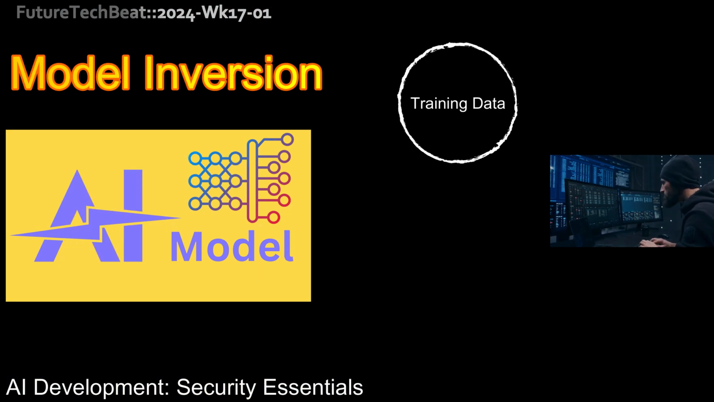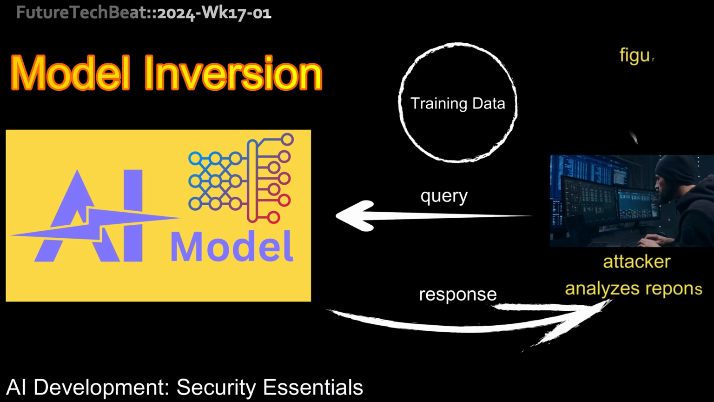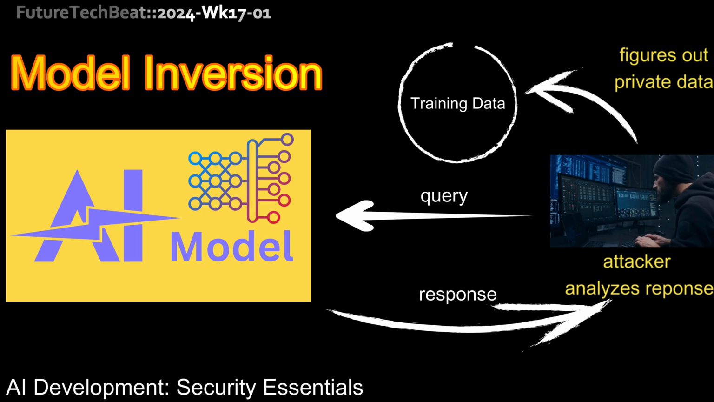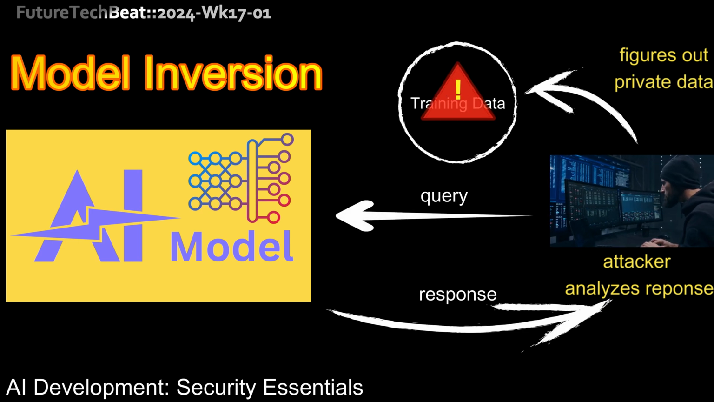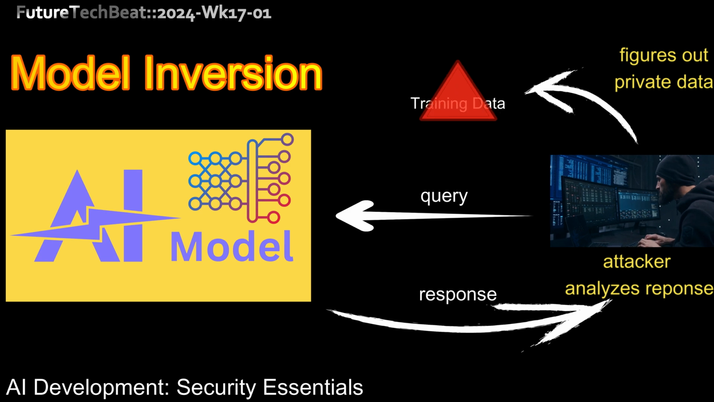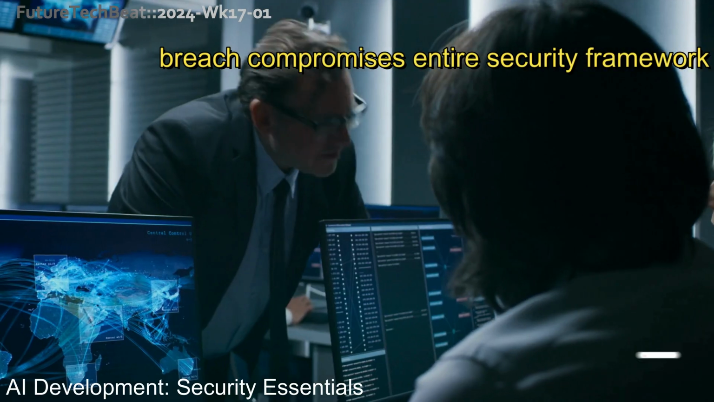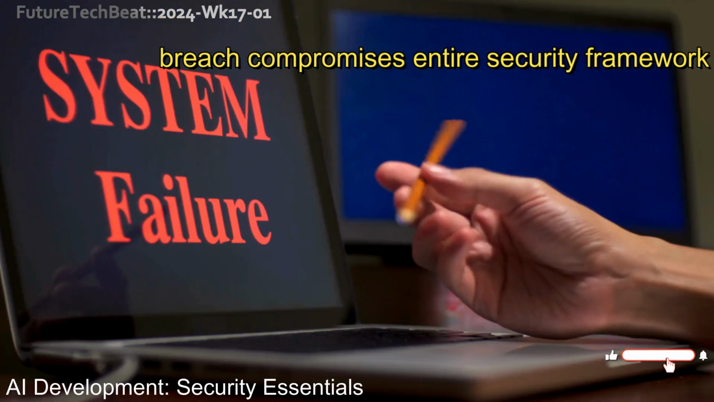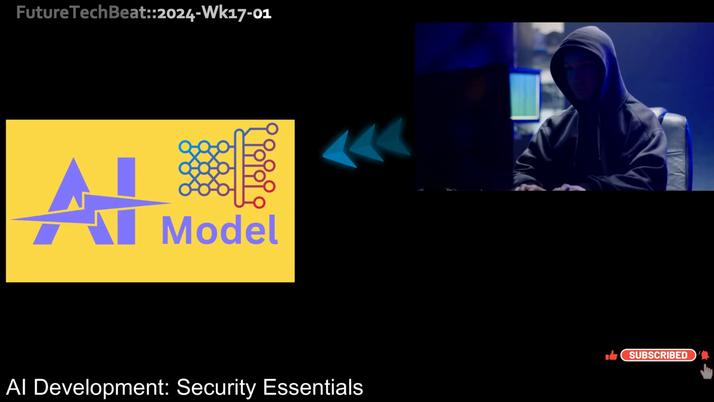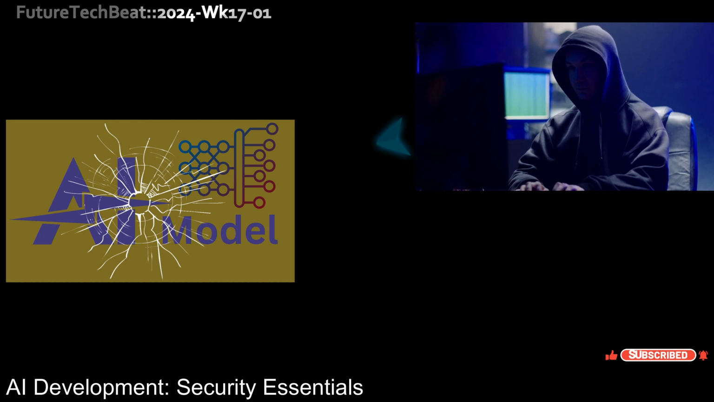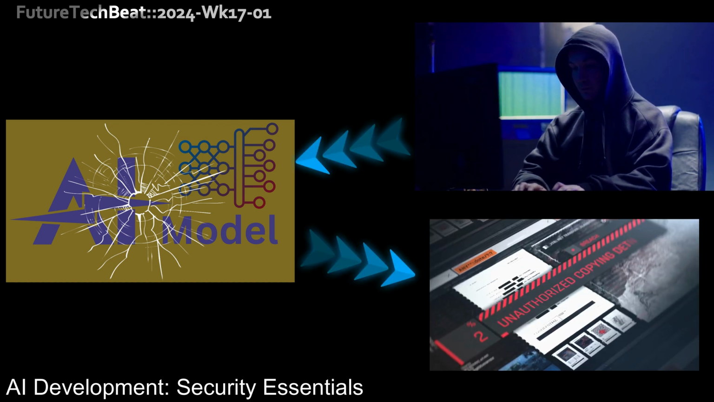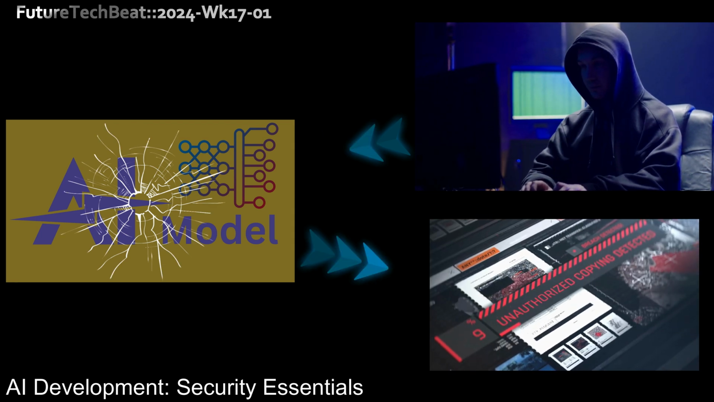Model inversion is when someone figures out private data used to train a machine learning model by studying its outputs, which can risk privacy, especially with sensitive information like medical records. A breach in an organization's AI system compromises their entire security framework. When attackers breach a model, they can trigger unexpected disruptions and access related systems without authorization.